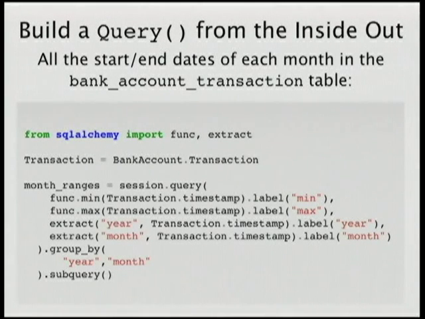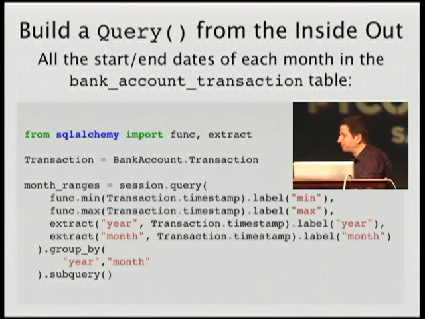So we'll make the same query, and if you know SQLAlchemy's syntax, this kind of lays out the same way. So we have first the month ranges subquery. So we have the min of the timestamp and the max of the timestamp, and we extract the year and the month, and we group by the year and the month. It's basically the same thing.